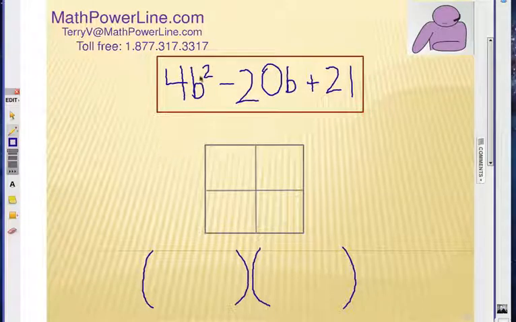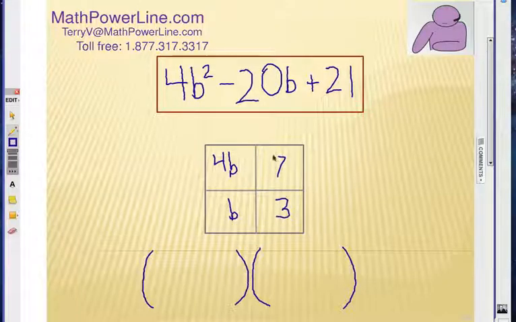Alright, let's look at 4b squared. I'm going to guess, my first guess is going to be a 4b and a b. Now 21, if I think about being 21 times 1, I'm thinking that's probably going to be too big. I'm going to split that up and try 7 and 3.